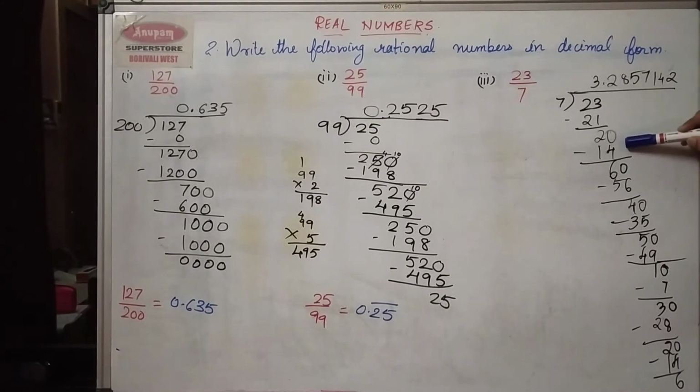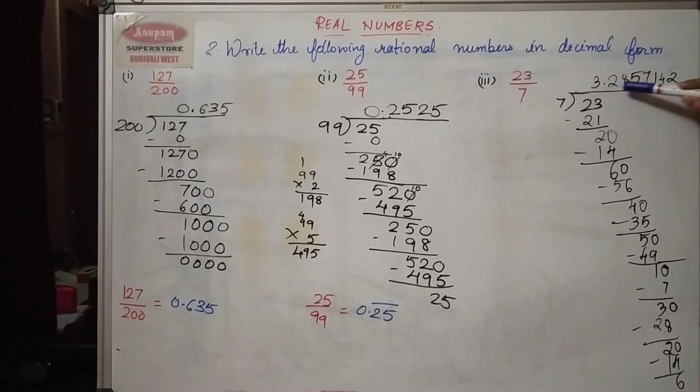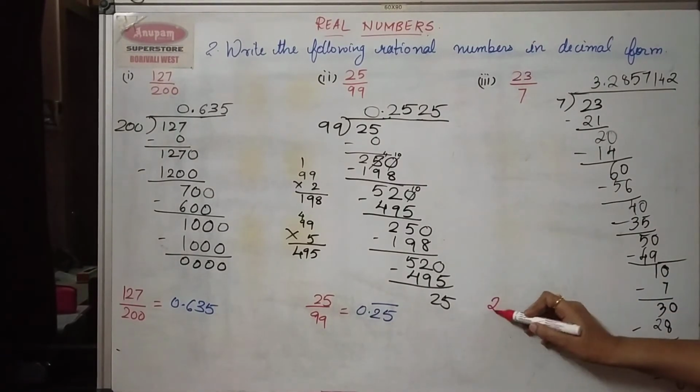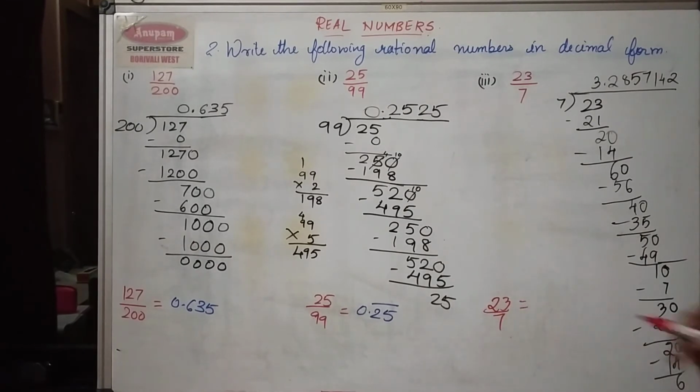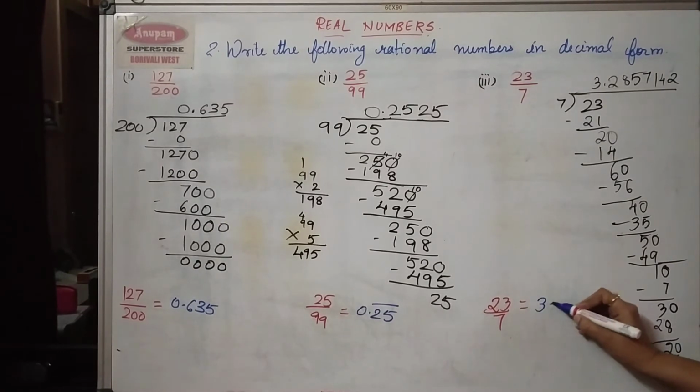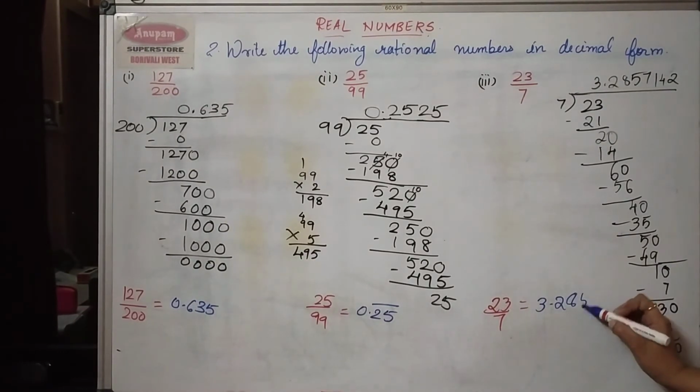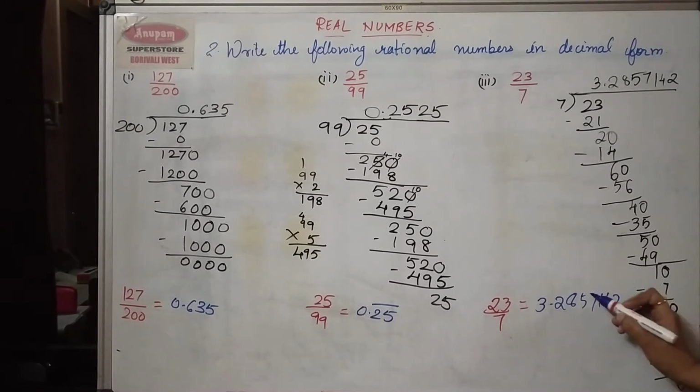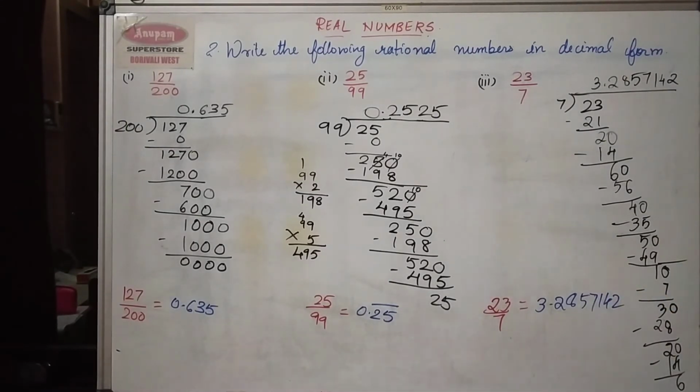See here, 20 minus 14 is 6, 20 minus 14. So now from 2, this pattern is going to be repeated again and again. Now after 2 you will get 8, then 5, then 7, 1 and 4. So we do not continue our division and we just write down our final answer, which is 23 upon 7 gives me 3.2857142. Now this is what we have got here, but from 2 the pattern will be repeated again.